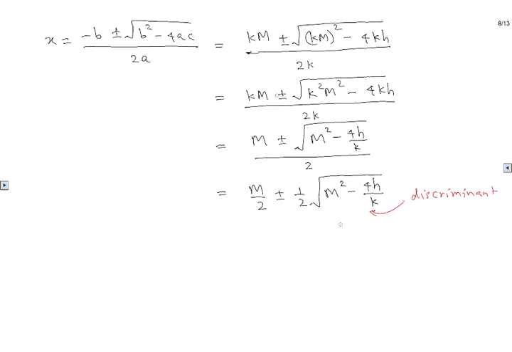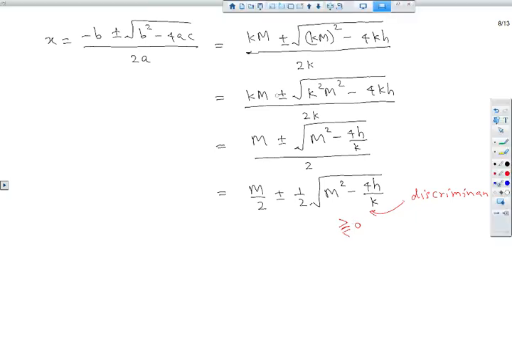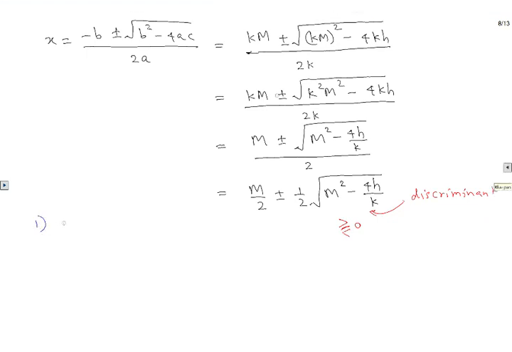Depending on whether this is positive, 0 or negative, you're going to have two real, equal real, or complex roots. So let's consider the three cases. The first case is if m squared minus 4h over k is positive. Then you're going to get two distinct real solutions, so you're going to get two critical points.